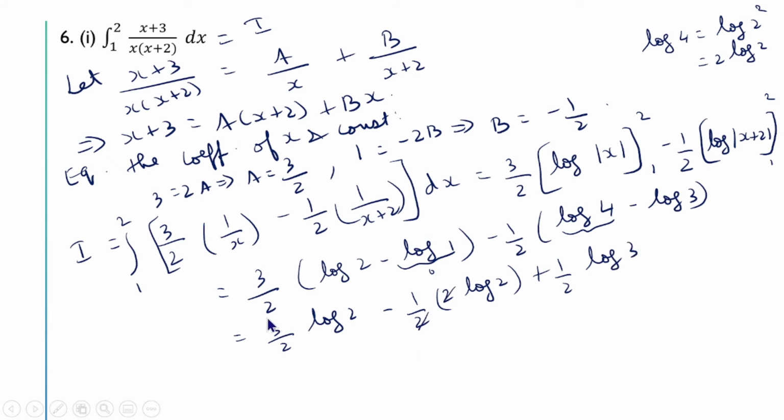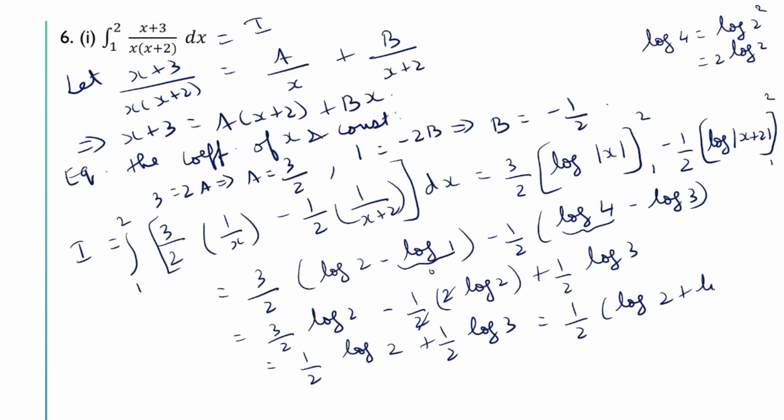So here we have 3 by 2 log 2, then minus log 2 will be half log 2. So this is equal to half log 2 plus half log 3. This half can be taken outside, so it will be log 2 plus log 3. Now log a plus log b is log of ab. So here a is 2 and b is 3, so 2 into 3 is 6. So the answer is half log 6.